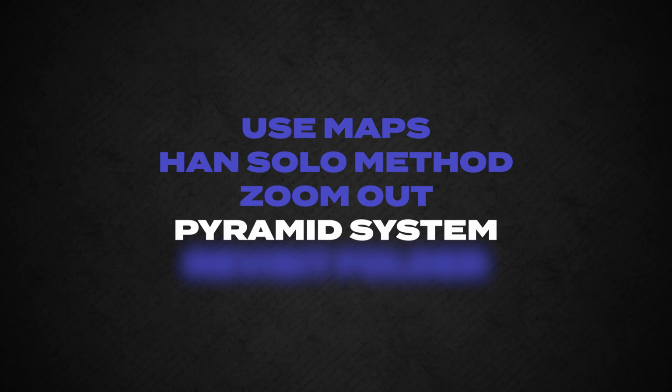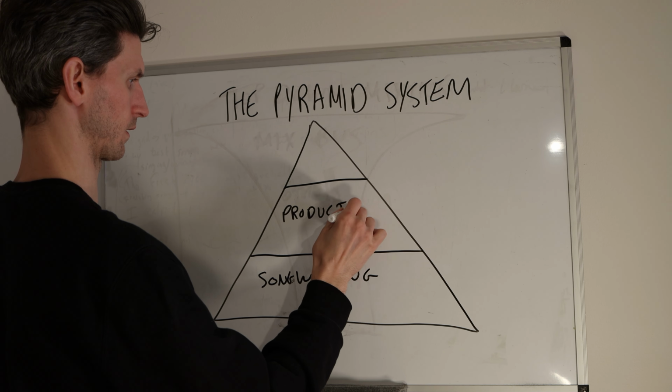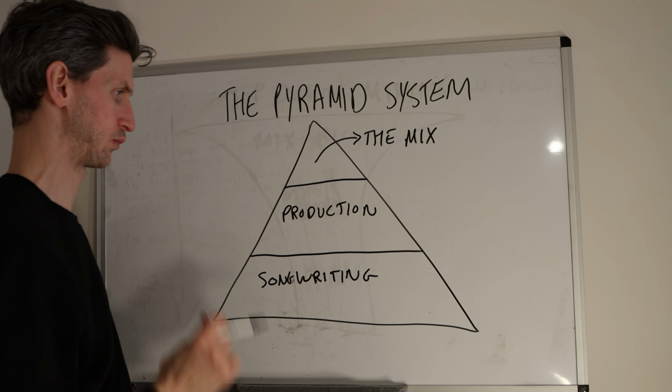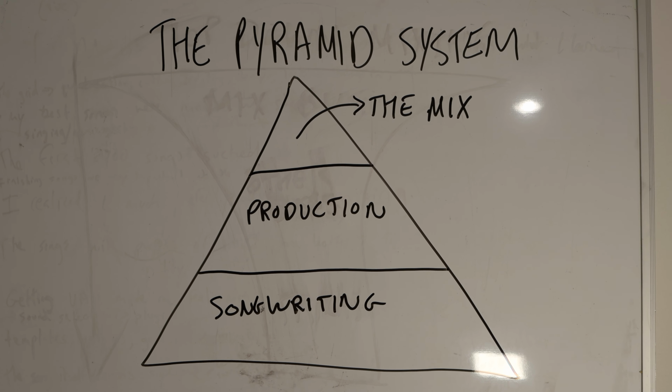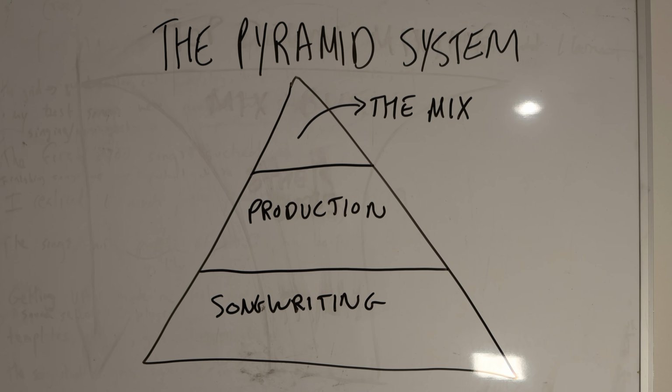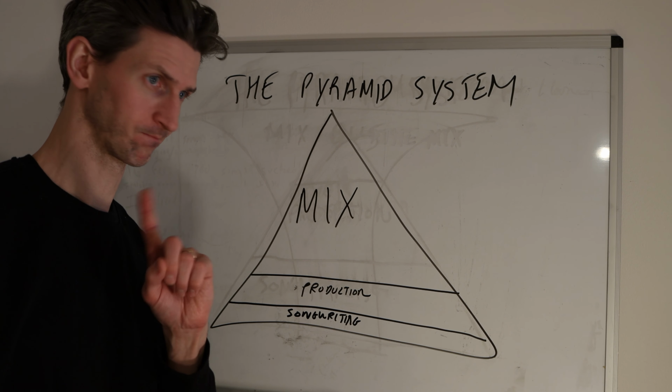Well, it's important to understand the pyramid system. And the pyramid system has 3 levels: songwriting, production, mix. If I'm doing all 3 of these chunks, I spend the most of my time on songwriting, a big chunk of the production, but the smallest amount of time on the mix itself. If you find that your triangle looks like this, you have a problem.